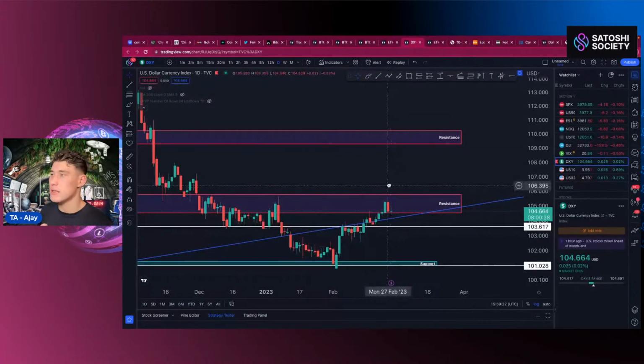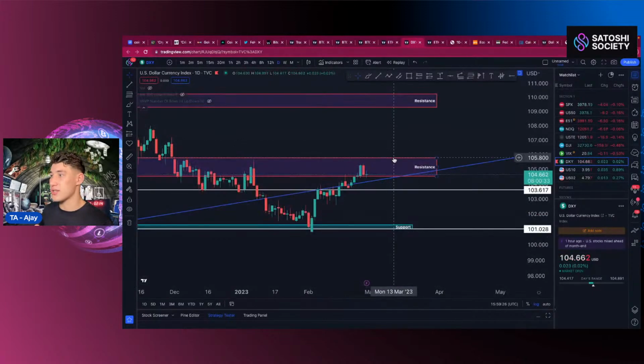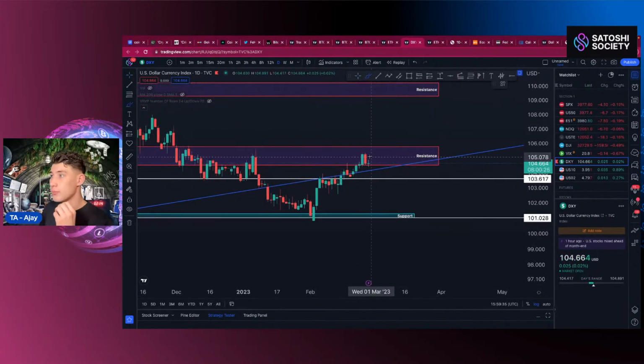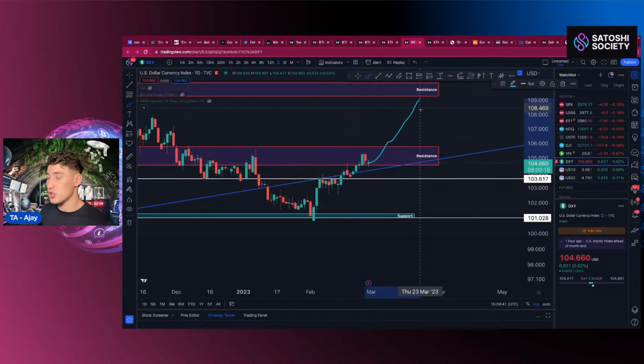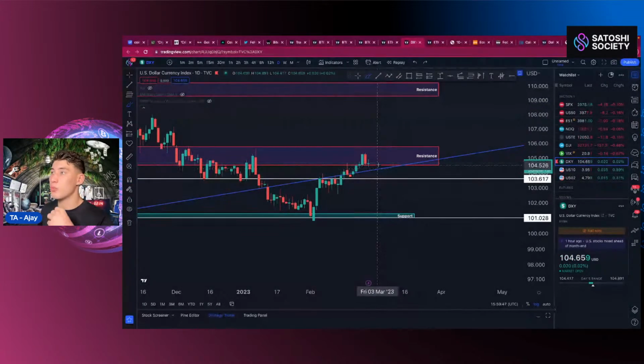Because the DXY is going to give us a really good understanding of what the market is going to do, depending on whether it pumps or whether it dumps. So right now, all I'm doing is I'm waiting for the DXY to either push towards the upside, breaking resistance, and then move much higher, or get a rejection from here and move lower, because then and only then will we get a clear direction of where Bitcoin is going.